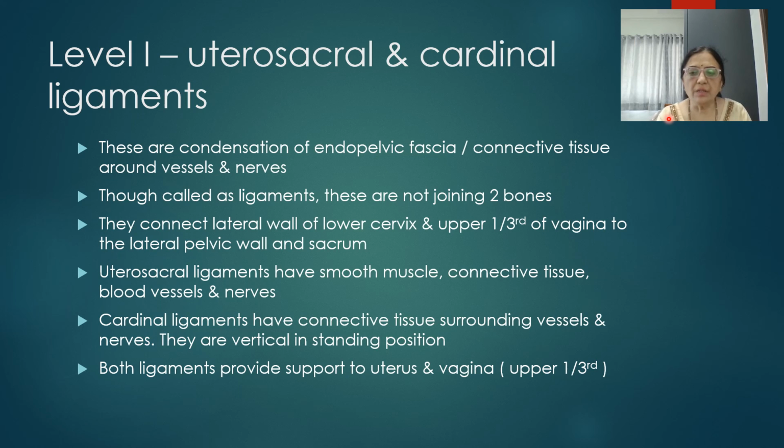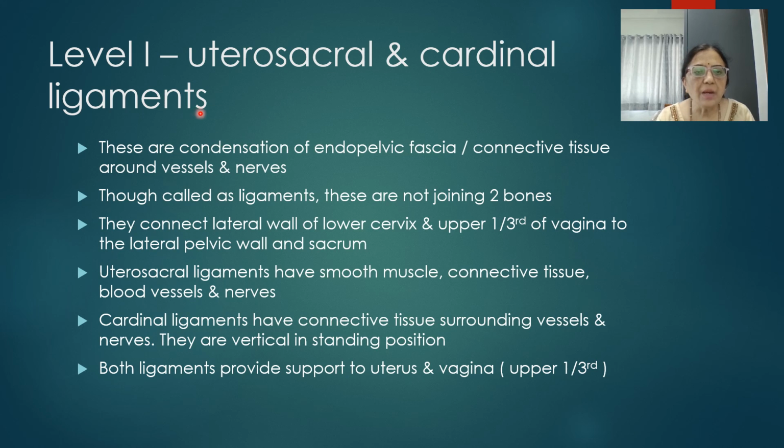Now we will see each level of the support as given by DeLancey. Level 1, apical support, is provided by the uterosacral cardinal ligament complex. Now what are these ligaments? The uterosacral ligament, all of you must have seen while doing hysterectomy. If you give traction over the uterus and pull it anteriorly, then two bands of the uterosacral ligament do stand out. And laterally also, if you palpate, there is a thickening just lateral to the cervix and upper vagina, that is the cardinal ligament.